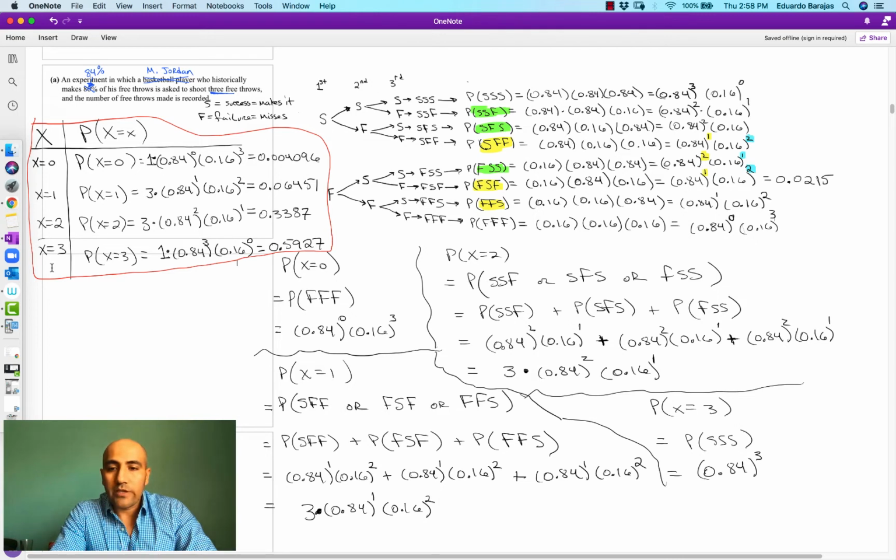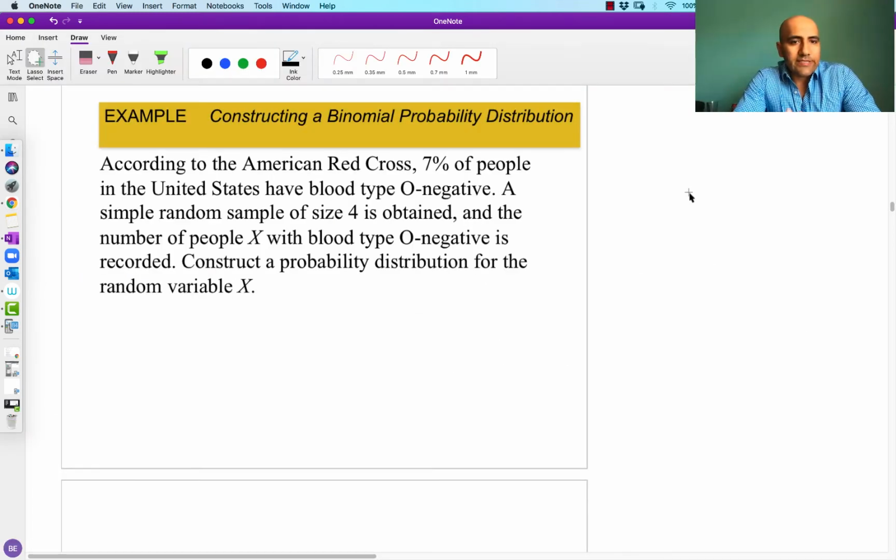Okay, so we're looking for patterns, right? Let's do one more, and hopefully we see the pattern really nice and neat, and then we'll jump to the formula. Okay, now let's look at one more example.